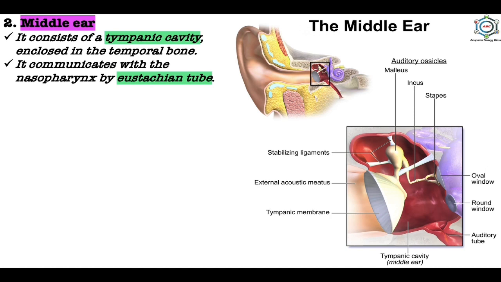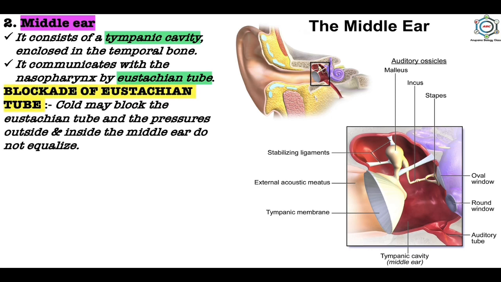It communicates with the nasopharynx by the Eustachian tube, and the valves open during yawning, swallowing, and during abrupt changes in altitude, when air enters or leaves the tympanic cavity, to equalize the pressure of air on the two sides of the tympanic membrane. This is the auditory tube or Eustachian tube.